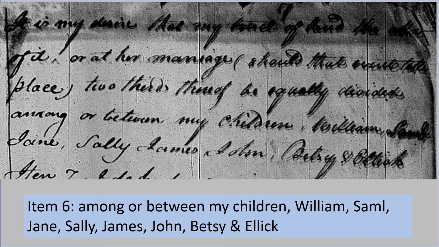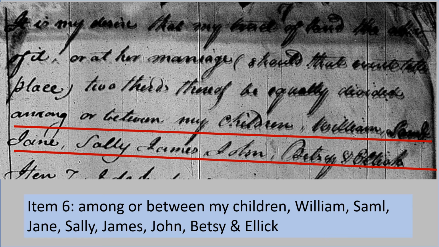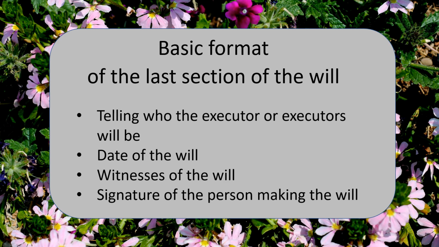In item 6, he lists all of his children. "Among or between my children, William, Samuel, Jane, Sally, James, John, Betsy, and Elick." In the last section, you will want to note the executors, as they are often relatives. Witnesses were sometimes related, but oftentimes are friends.